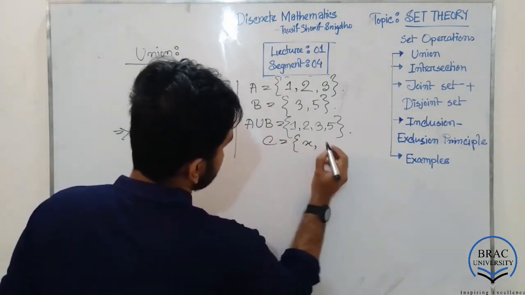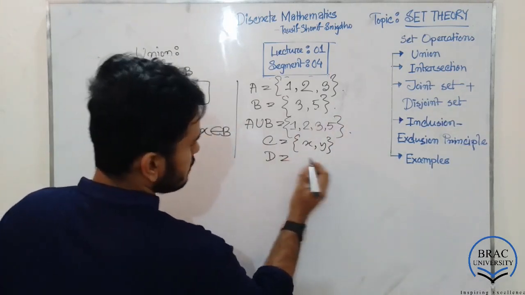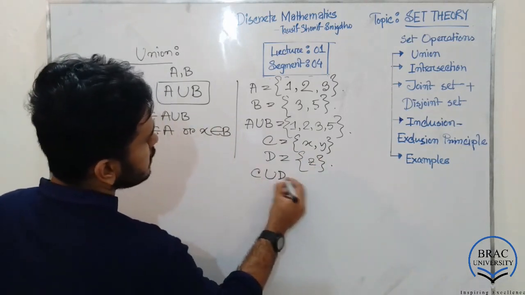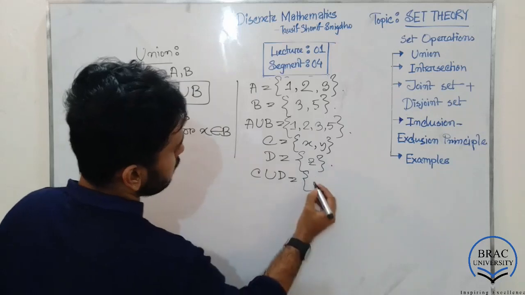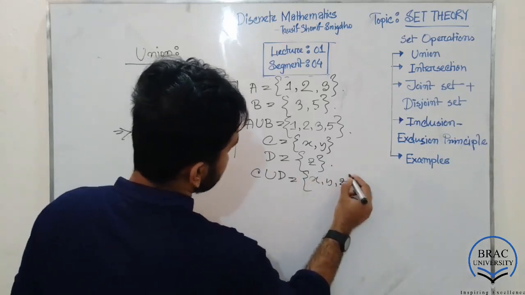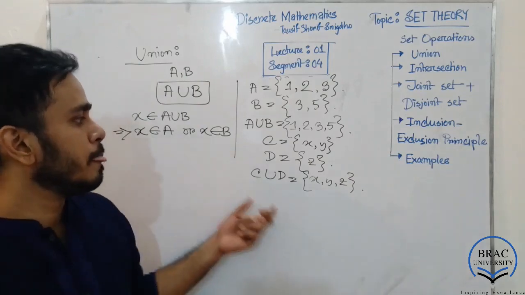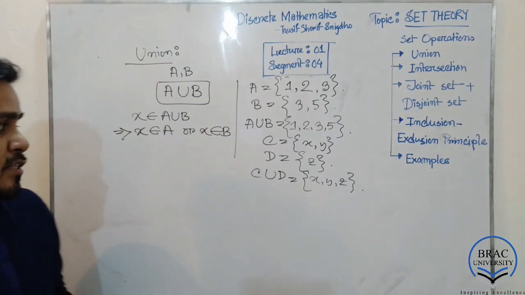We can see another example as well. This is set C, where there are X, Y, and this is set D, where there is Y and Z. So C union D will contain each of the elements of either C or D, like X, Y, Z. Very simple, right?